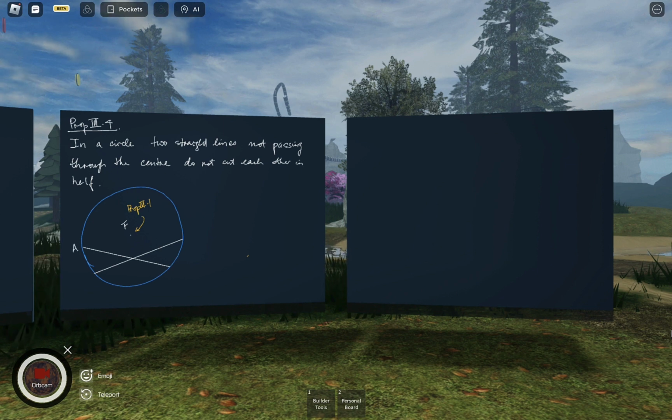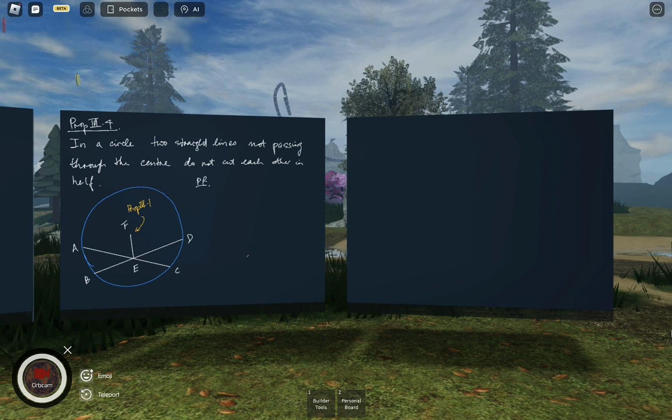Okay, so we're going to call the lines AC and BD. I'm going to call the point of intersection, should one exist, E, and we're going to draw the line from F to E as follows, like this. Okay, so that's the construction, and the proof goes as follows.